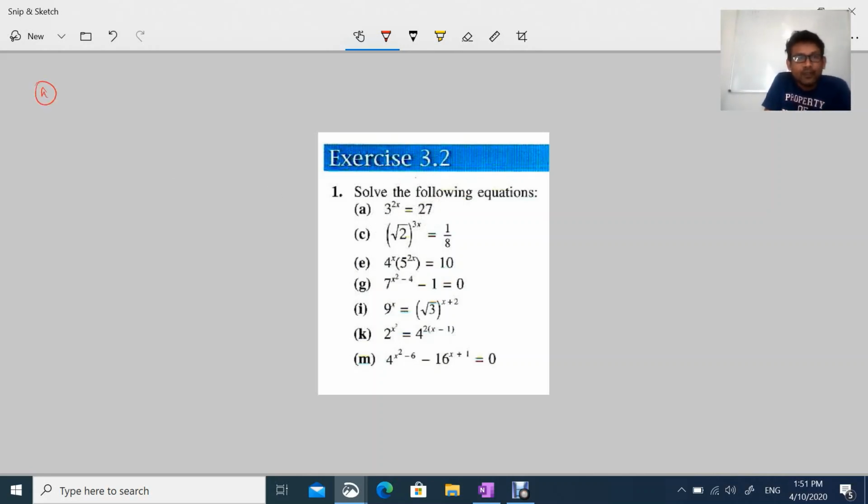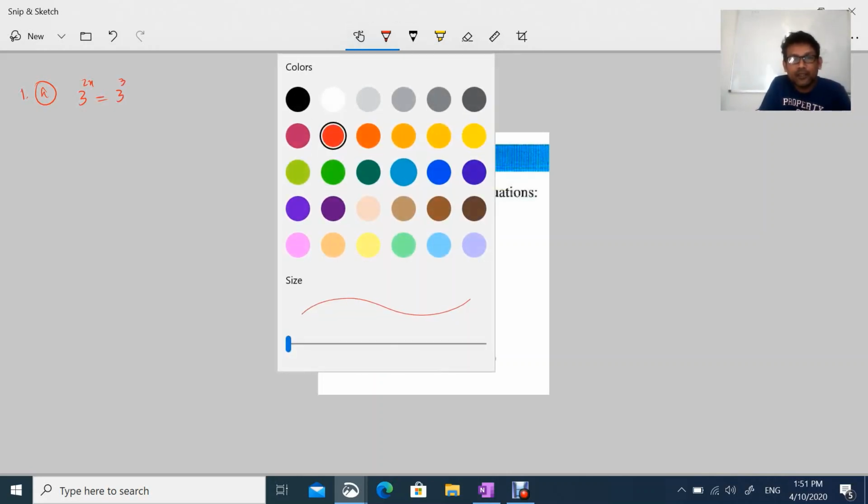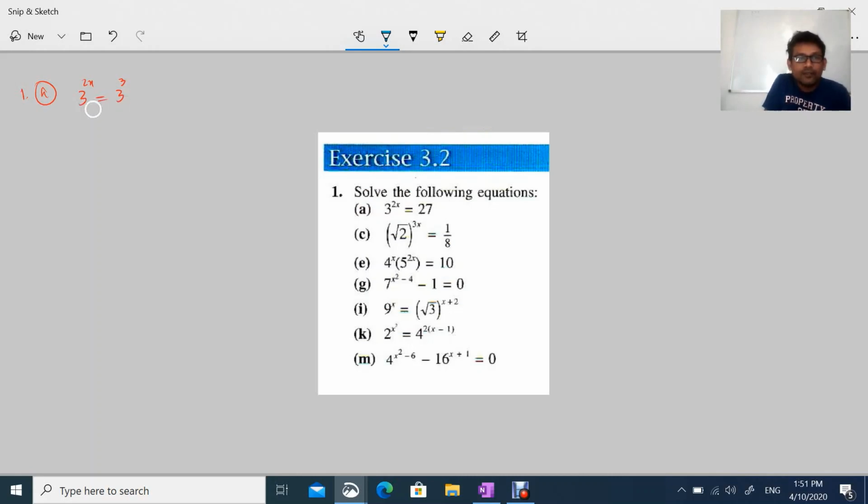Okay, part a of question 1: 3 power 2x. Can you make this 27 as a base of 3? Yes, 3 power 3. When you have the same bases, you can compare the powers. Normally students cancel, but this is the comparison. We compare the powers. Then 2x equals 3, and x equals 3 upon 2, so x equals 1.5. That's what we have done.